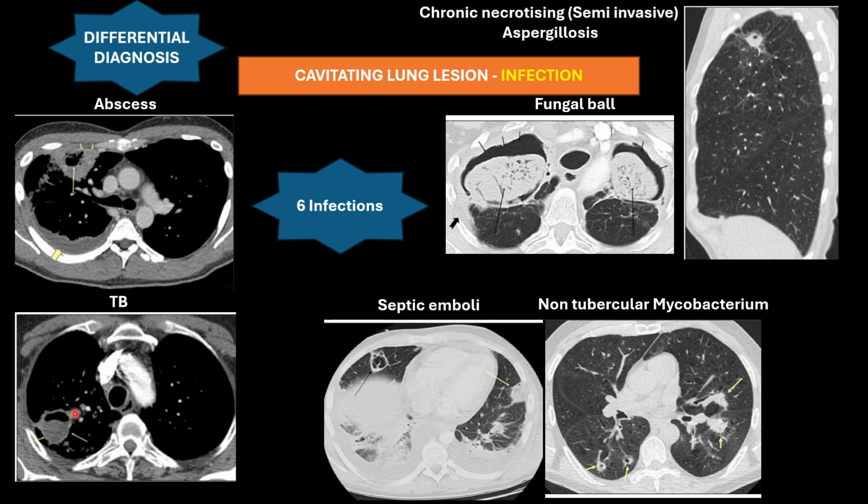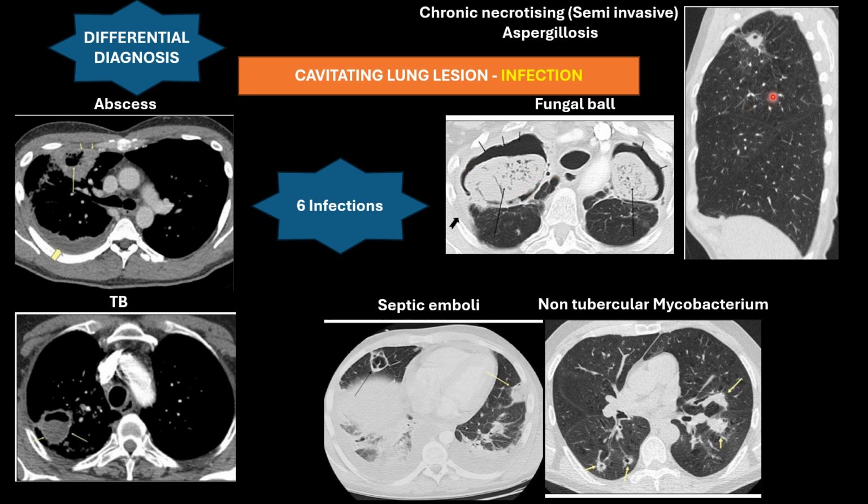And maybe tuberculosis will have a slightly thinner wall when compared to abscess. The next two infections are going to be fungal infections, where there's a fungal ball. Here we are able to see an air crescent sign, which is seen in the non-dependent part of the cavity, with the fungal ball in the dependent part of the cavity.